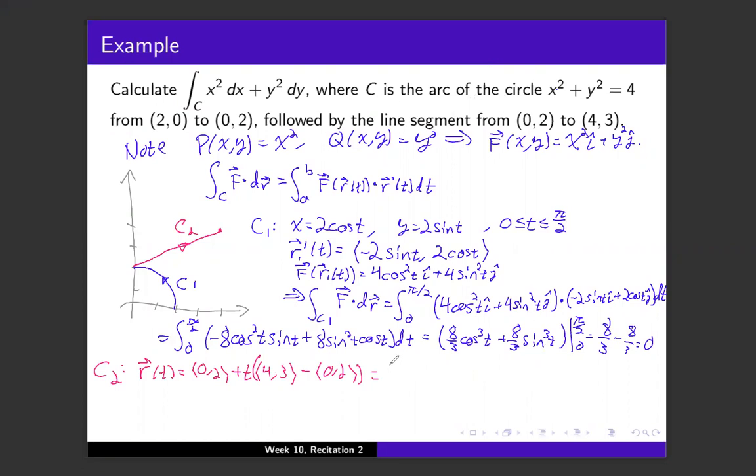So what this should actually be is 4t comma 2 plus t. 4t going from 0 to 1. So R prime of t is equal to 4 comma 1.